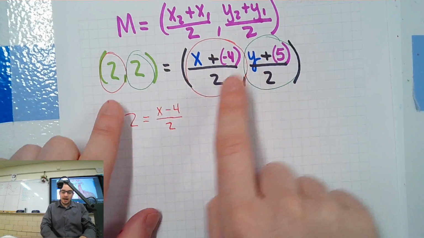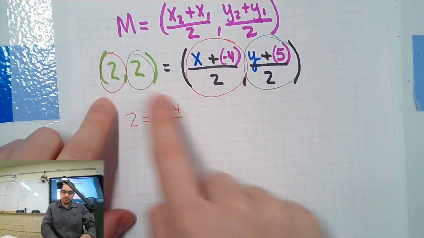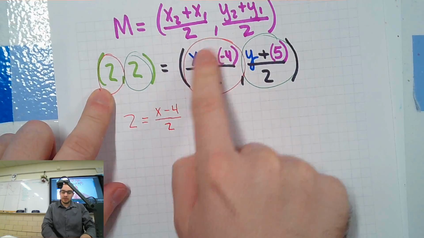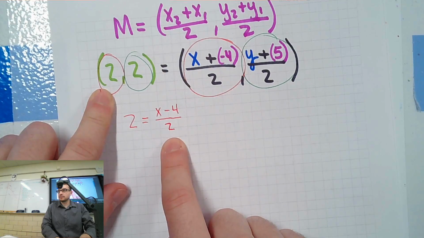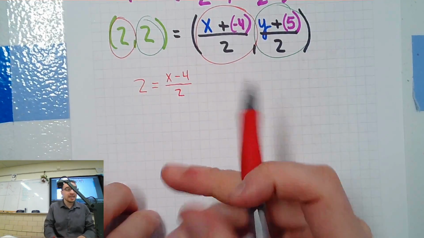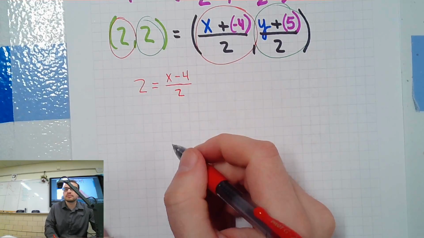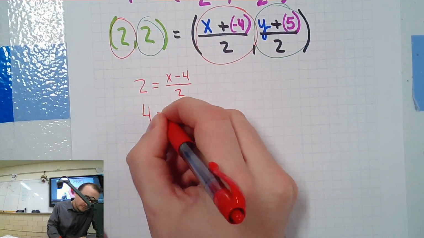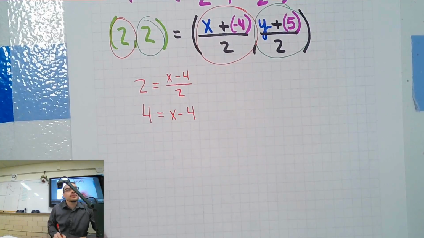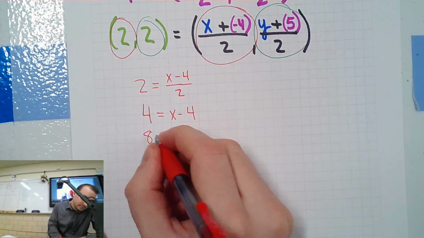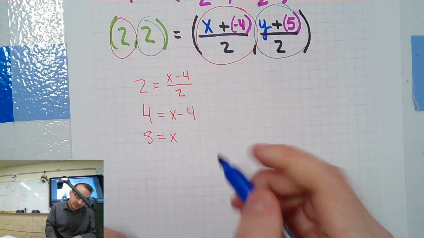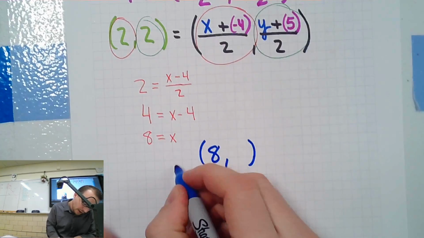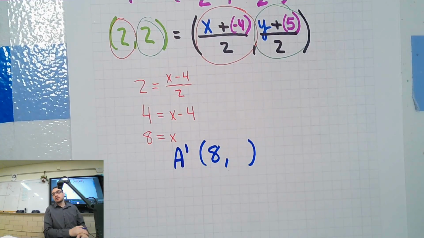I know that this part of the coordinate should equal this part of the coordinate. So I wrote that. 2 should equal this. Plus minus 4 is the same thing as just subtracting 4. Cool? So now we're going to solve this. We're going to get x on its own. How do I get rid of divides by 2? Multiply. So I get 4. Add 4. Oh yeah, x is 8. Meaning that A prime has 8 for its x value. Cool.